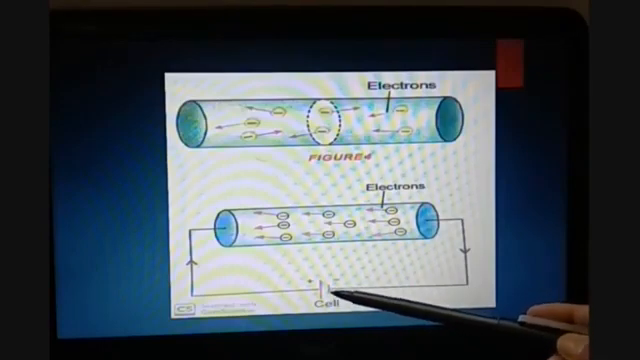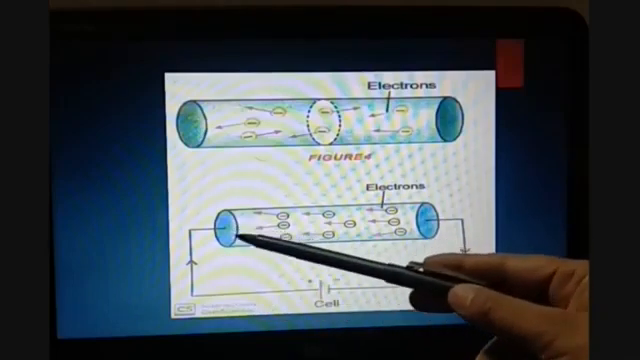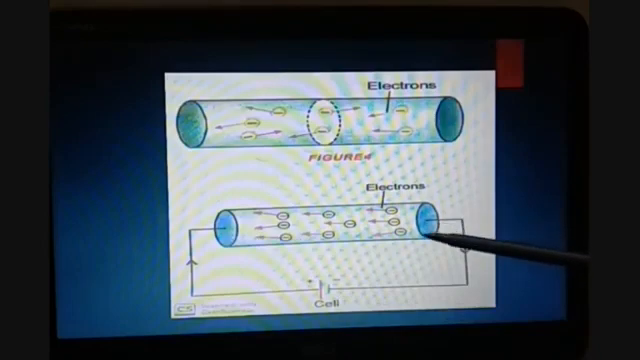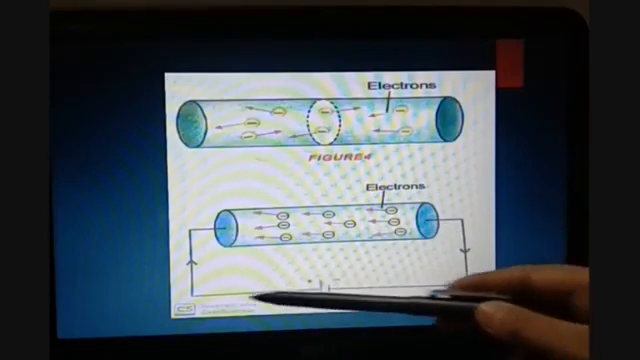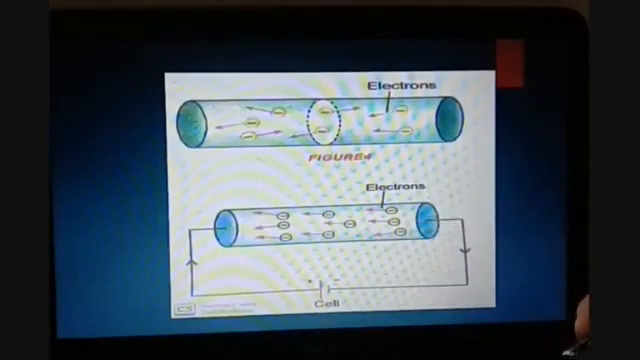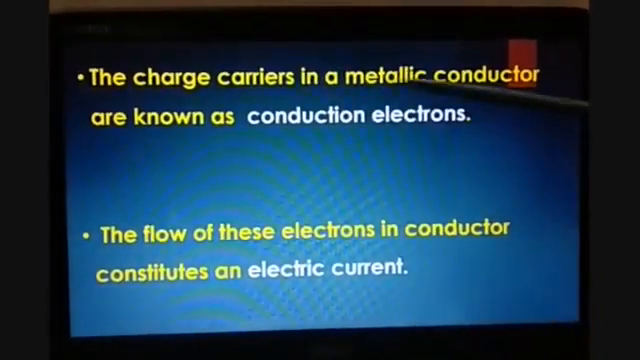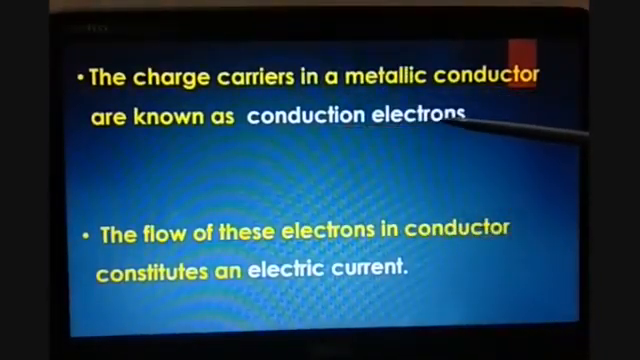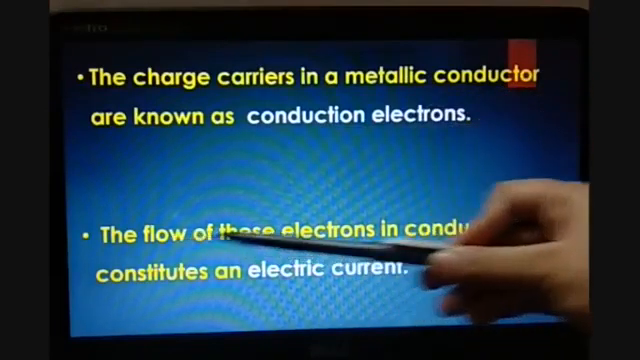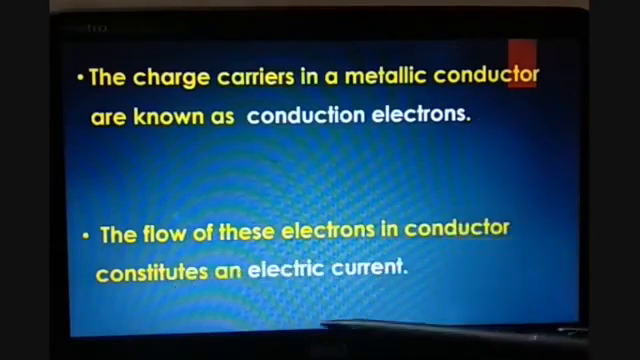Here you can see the positive end of the cell is connected to one end of the conductor and the negative terminal is connected to the other end. So this cell creates a positive potential here and a negative potential here. The charge carriers in a metallic conductor are known as conduction electrons because they help in the conduction of electric charge. The flow of these electrons in the conductor constitutes an electric current.